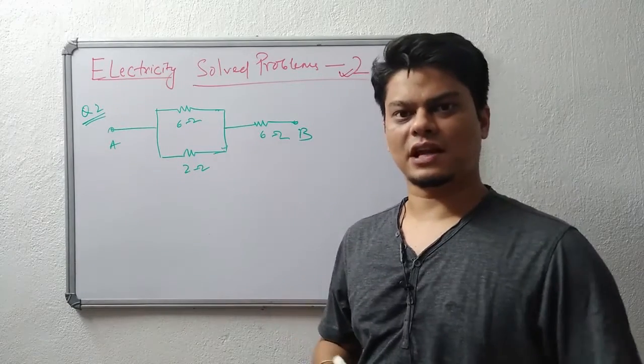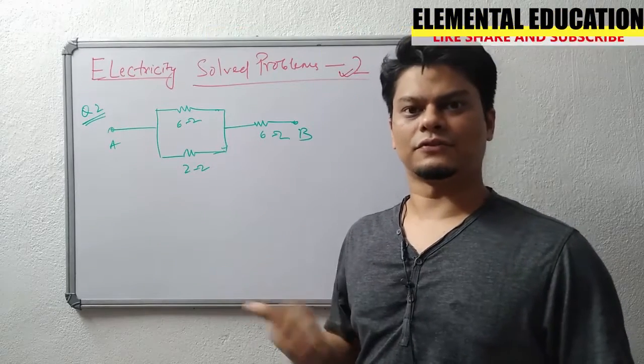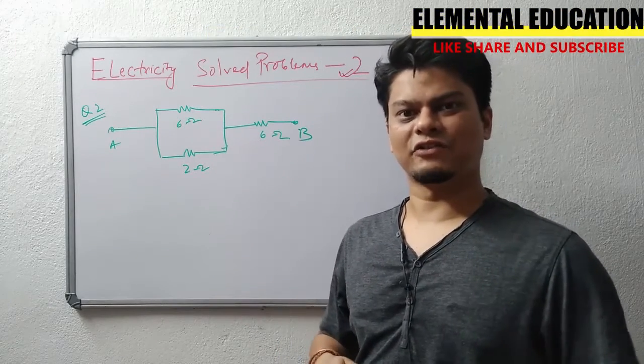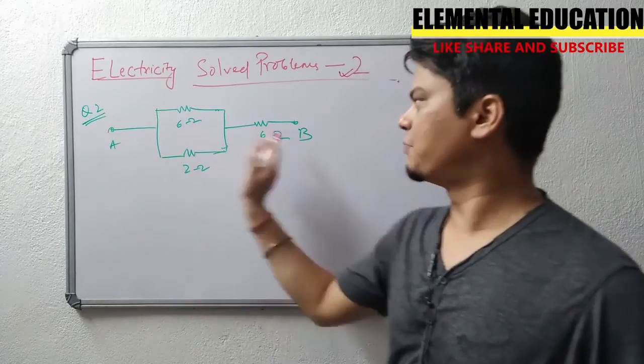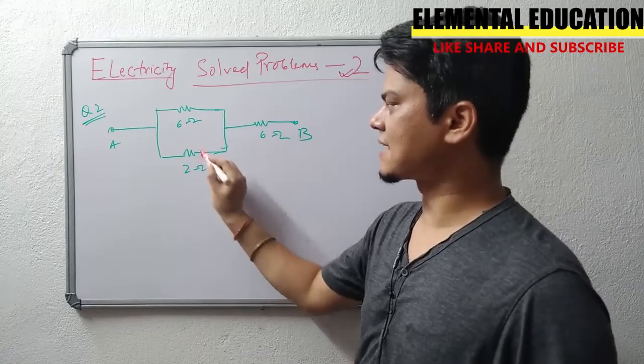So guys, let's move to the second question. That is again similar to the first question. We have to find the equivalent resistance across these 2 points A and B. So let's see how these 3 resistances are connected.